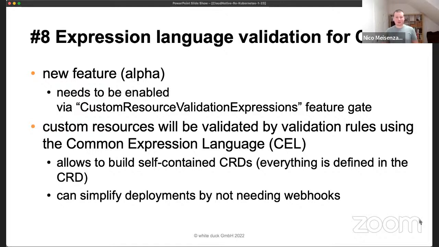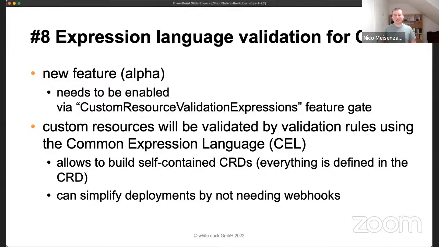Okay, so next one is related to CRDs, custom resource definitions, and it's a new feature, so therefore it's an alpha feature, which means you of course need to enable it. So there's a feature flag called CustomResourceValidationExpressions, which you need to enable on all components to use that one. So what is this about? Basically, expression language validation allows you to define validation rules within your custom resource definition. So to define any kind of rules about what is allowed or not allowed if you create a custom resource.